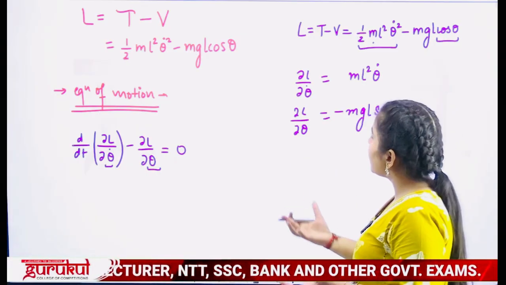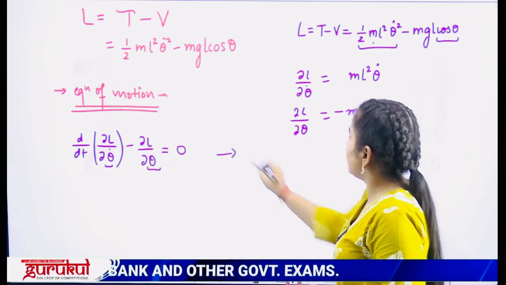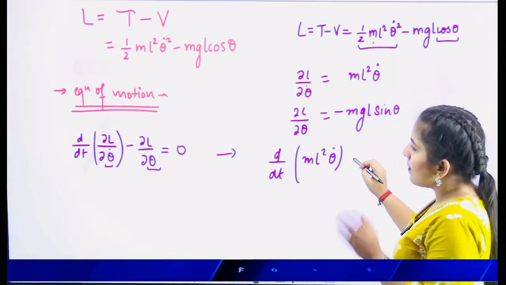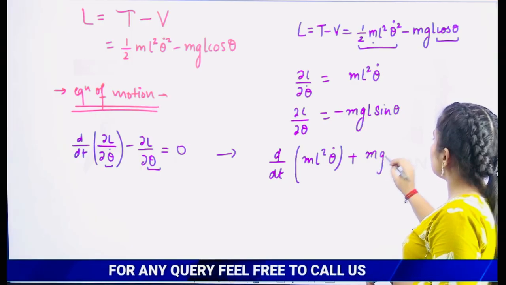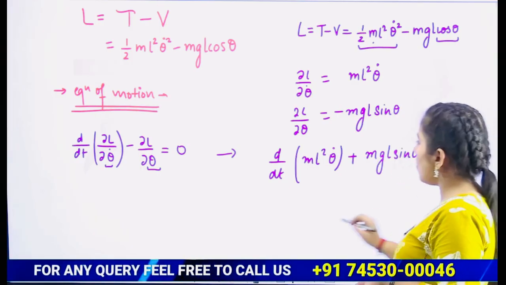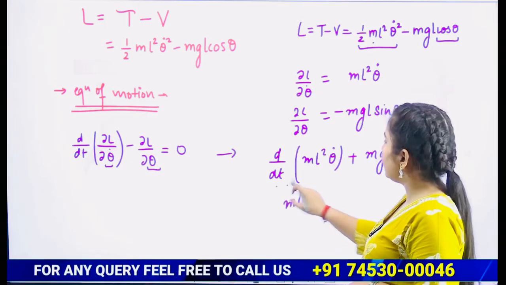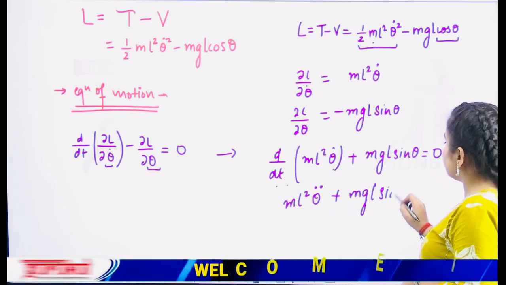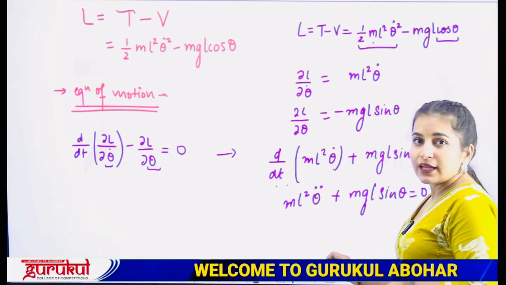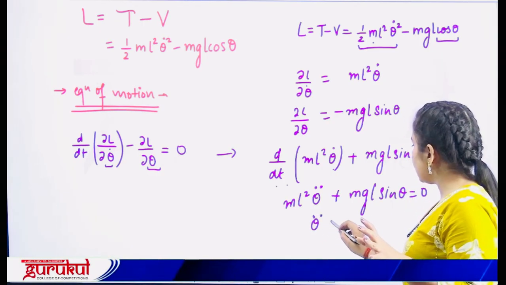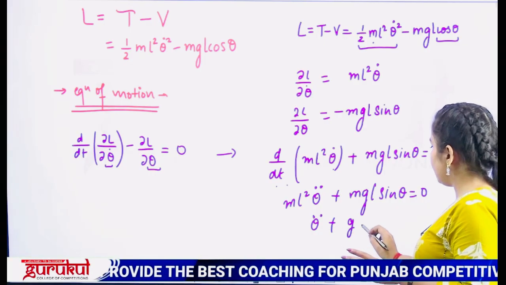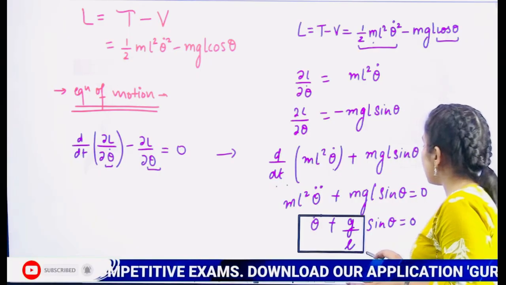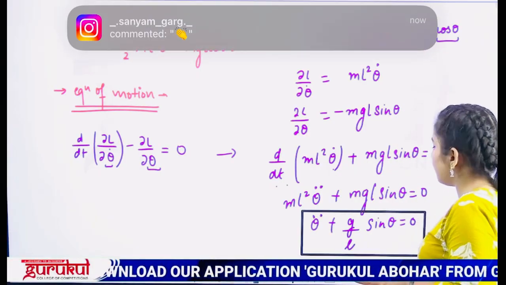Now what do we have to do? We have to put these into the equation. Put d by dt of m L square theta dot, minus minus becomes plus, plus mgl sin theta is equal to 0. So it will be m L square times d by dt of theta dot, which is theta double dot, plus mgl sin theta is equal to 0. Getting it? m cancels from both sides, and it will be theta double dot plus g by l sin theta is equal to 0. So this is my final equation of motion for a simple pendulum.